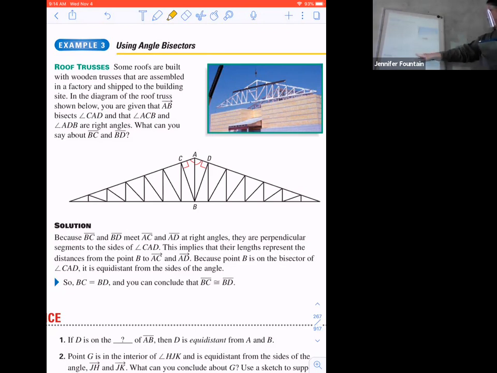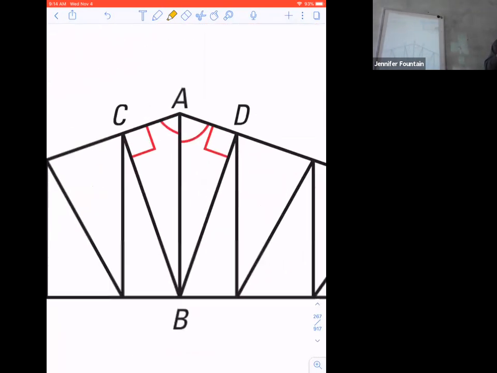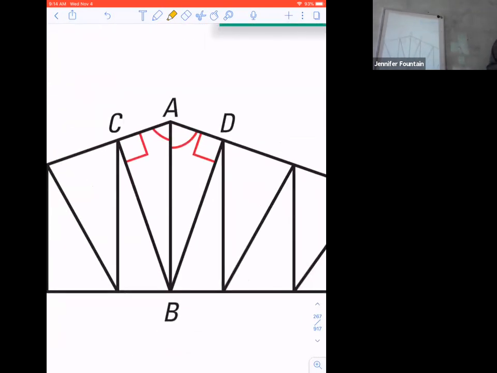So I'm going to focus in just on this part right here. I don't have to necessarily worry about this part back here. So what they just told us, you were given that ray AB bisects CAD. So that means this part right here bisects CAD.